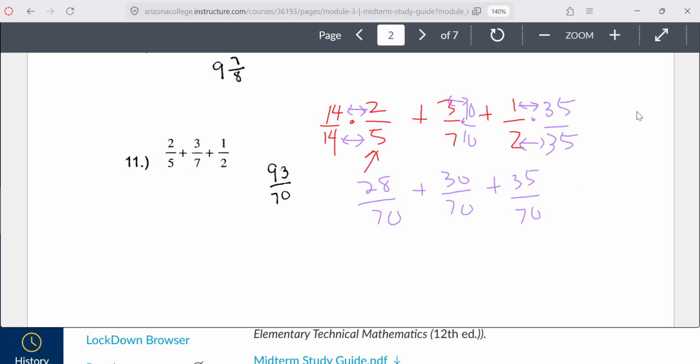So now we have a common denominator, so we keep the 70 and then we add the top. So we've got 28 plus 30 plus 35 all over 70. And that gives us 93 over 70. 93 over 70. All right.